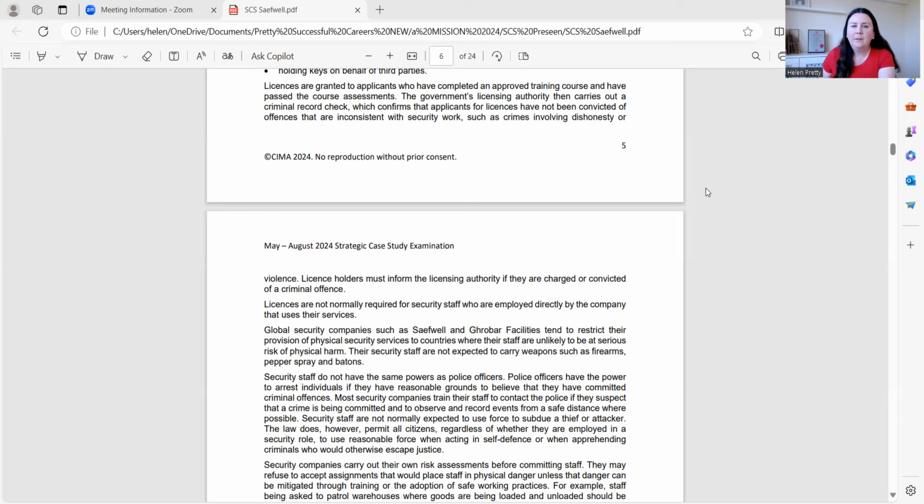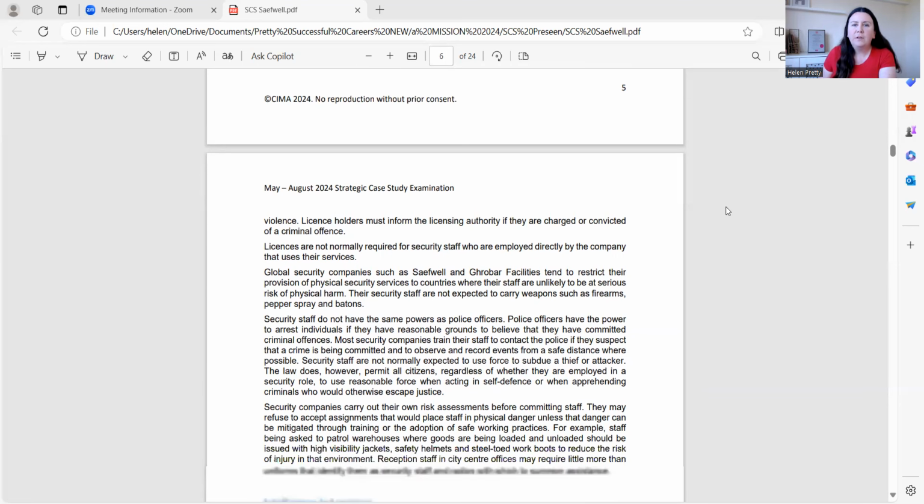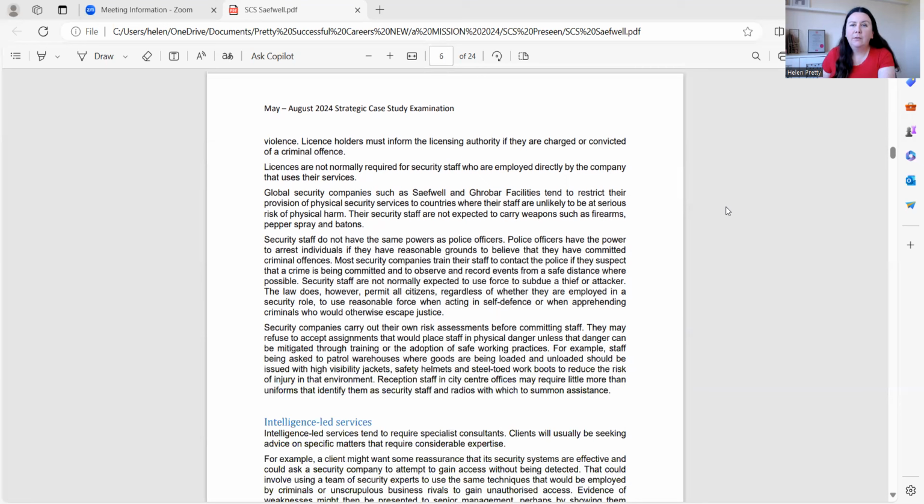Police officers have the power to arrest individuals if they have reasonable grounds to believe that they have committed criminal offences. Most security companies train their staff to contact the police if they suspect that a crime is being committed, and to observe and record events from a safe distance where possible. Security staff are not normally expected to use force to subdue a thief or attacker.